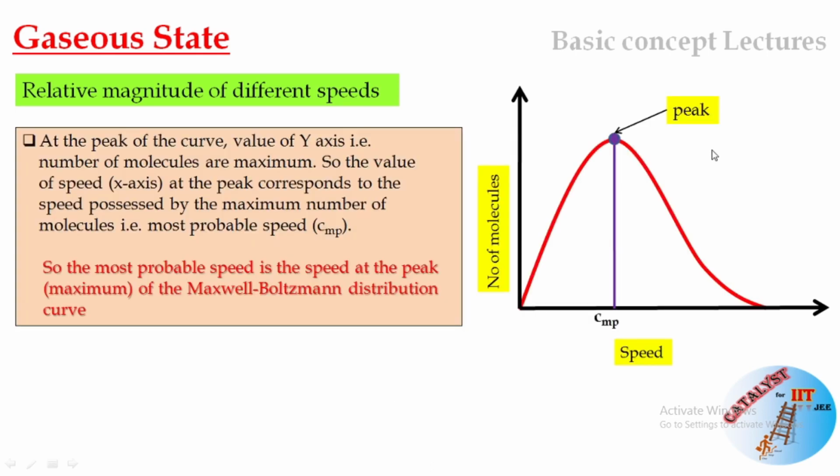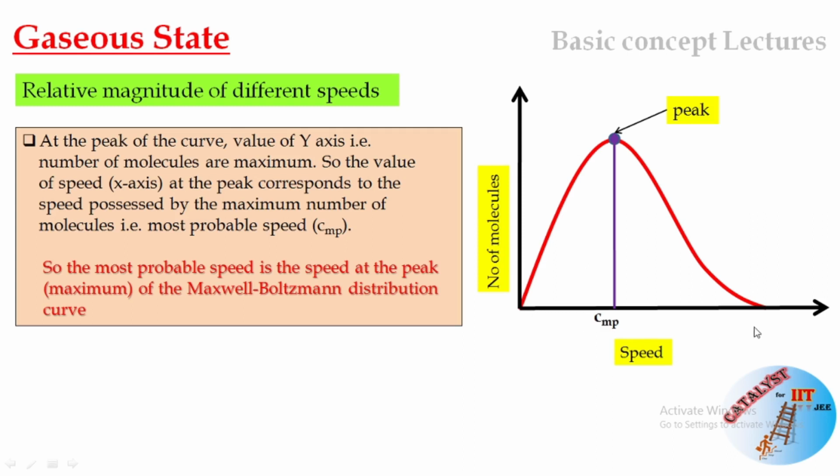Now, let us consider again the Maxwell-Boltzmann distribution curve. When we are at the peak or at the maximum of this curve, the value of y axis is maximum. So, the length of this line is actually the value of y axis, and here y axis actually represents the number of molecules. That means, at the peak point the number of molecules is maximum.